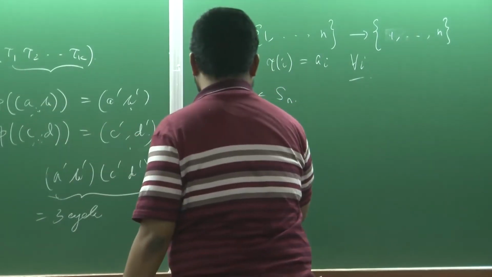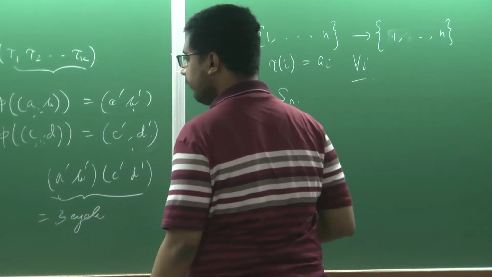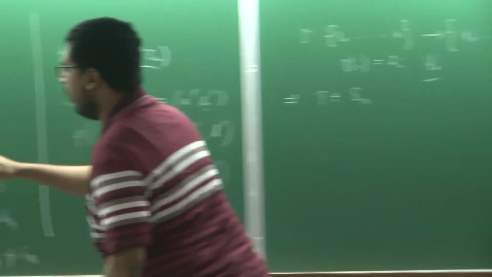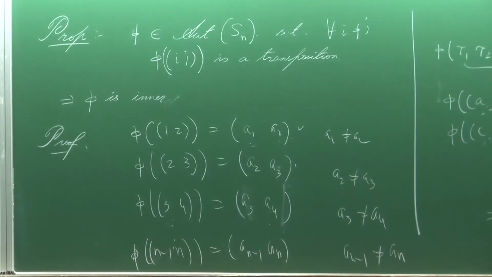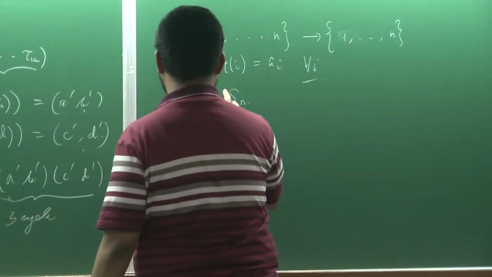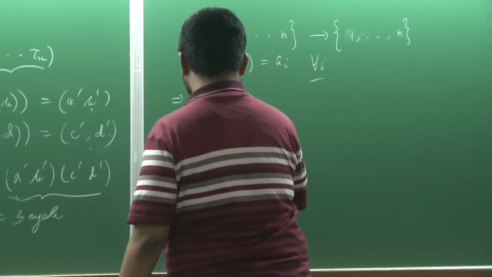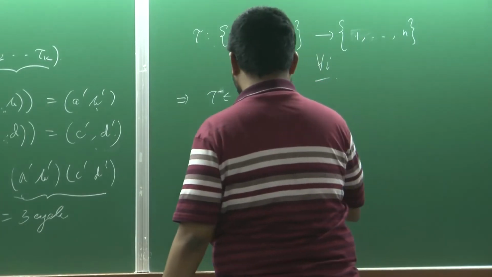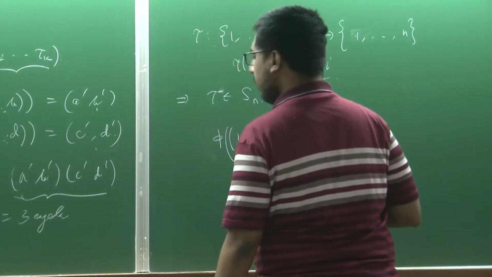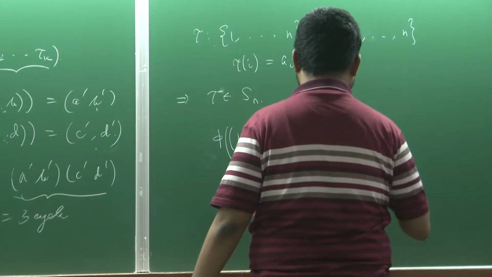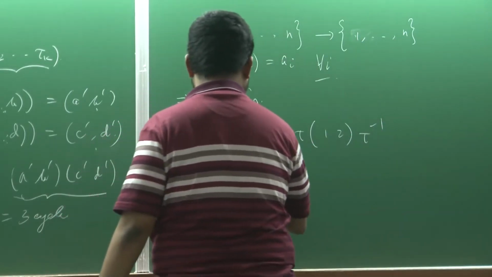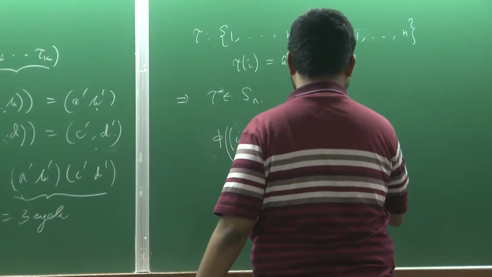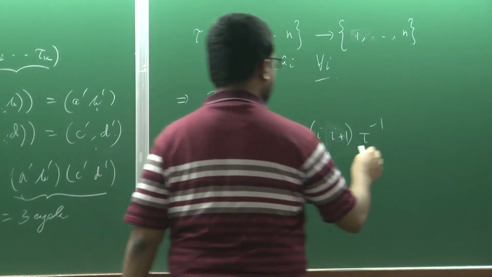Now, the way things are done is tau. So, now let us see that tau of (1 2) is phi of (1 2), which is nothing but tau (1 2) tau inverse. In particular, for any i to i plus 1, this is what we see, for every i.